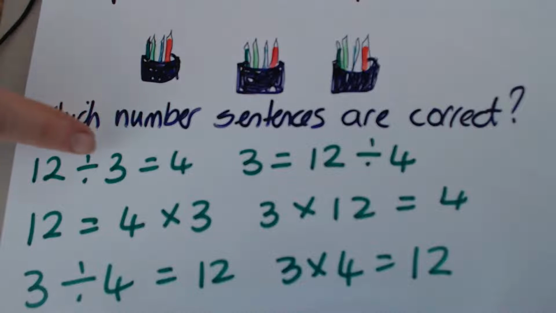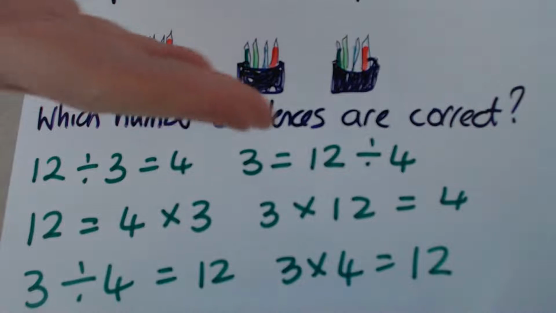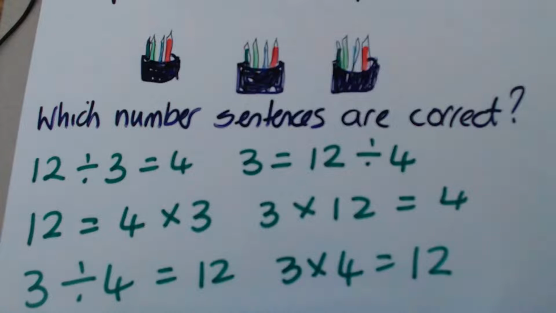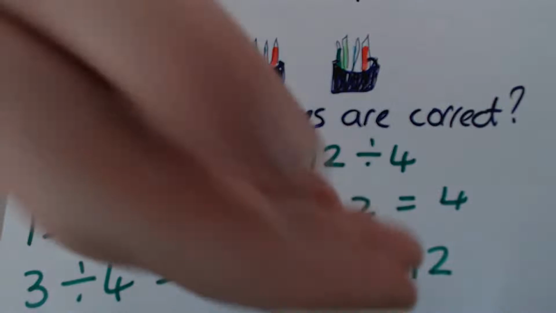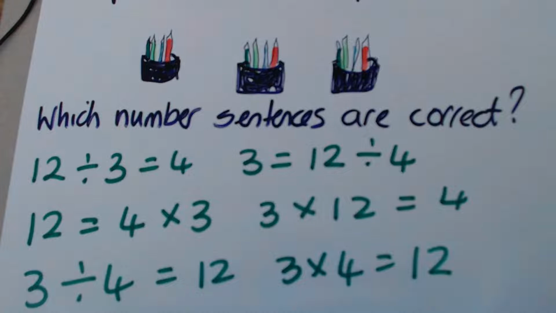So is it 12 shared by 3 gives 4? Is it 12 equals 4 lots of 3? 3 divided by 4 is 12. 3 equals 12 shared by 4. 3 times 12 is 4. 3 times 4 is 12.